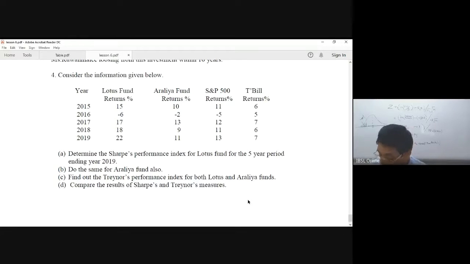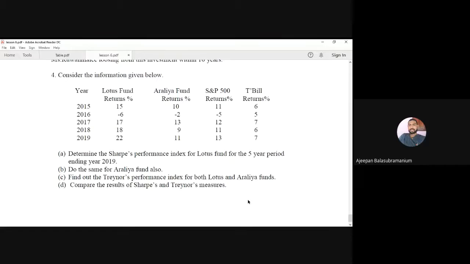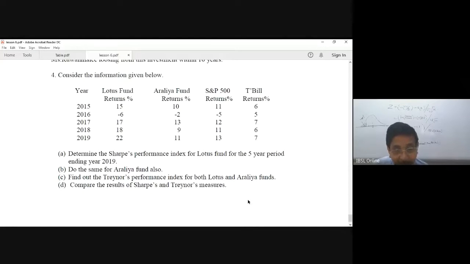For the Aralia fund also you do the same thing. Now for the Aralia fund, the arithmetic mean is 8.2. Then 10 minus 8.2, minus 2 minus 8.2, 13 minus 8.2, 9 minus 8.2, 11 minus 8.2, and square them. Get the total value, then divide it by 5 and then get the square root.